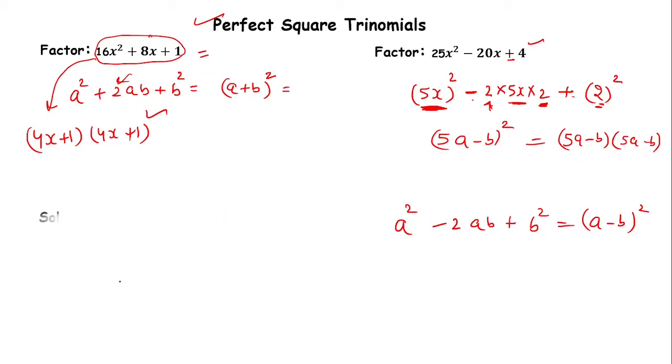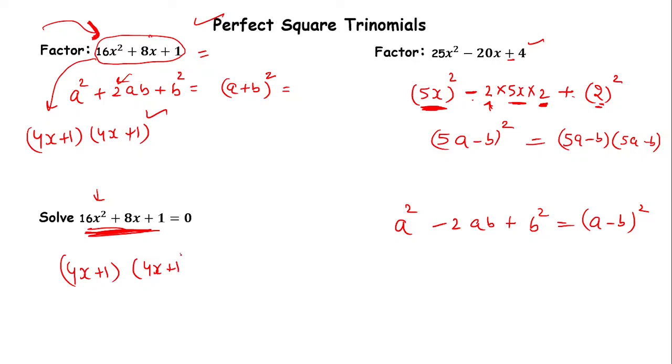Let's go on to the next question. We have to solve this. So how do we solve this? First we have to factorize this, and this is already done in the upper part. If you factorize this part, I get 4x plus 1 times 4x plus 1 equal to 0. It means 4x plus 1 equals 0, or the other 4x plus 1 equals 0.